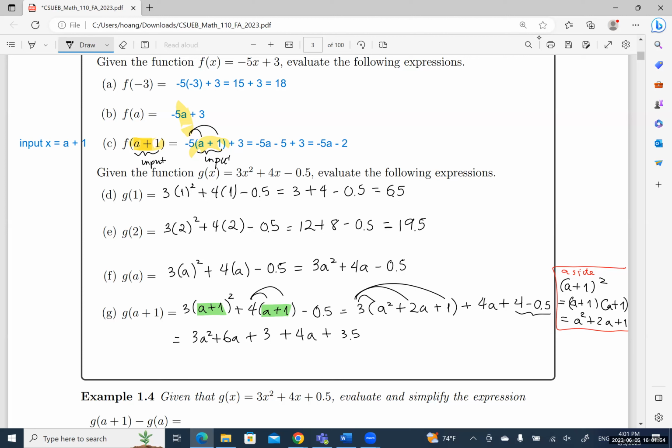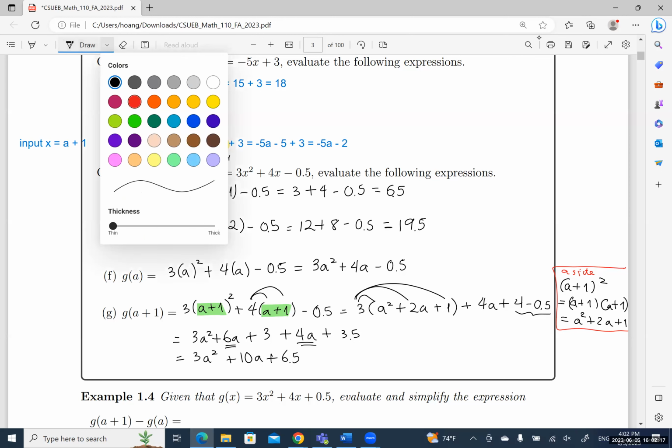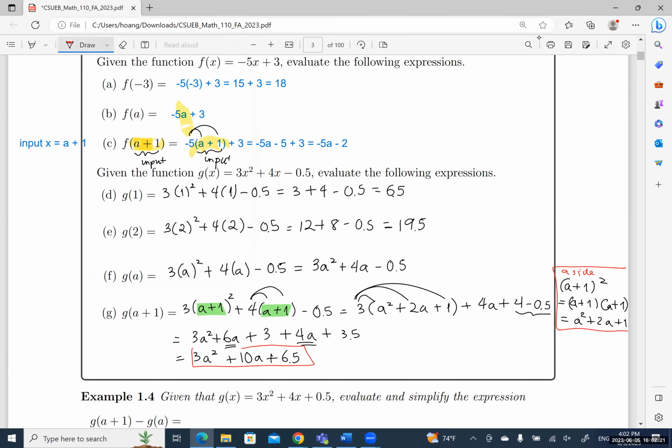And now you can combine like terms. So 3A squared must stay. 6A with 4A is going to be 10A, right? And then you have 3 plus 3.5, which gives you 6.5. So this must be the answer for this question.